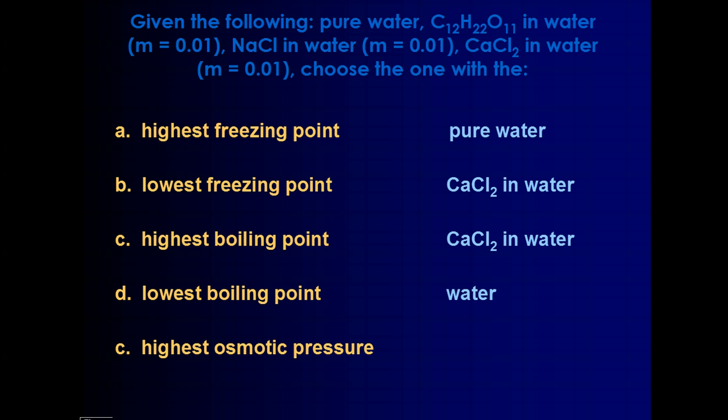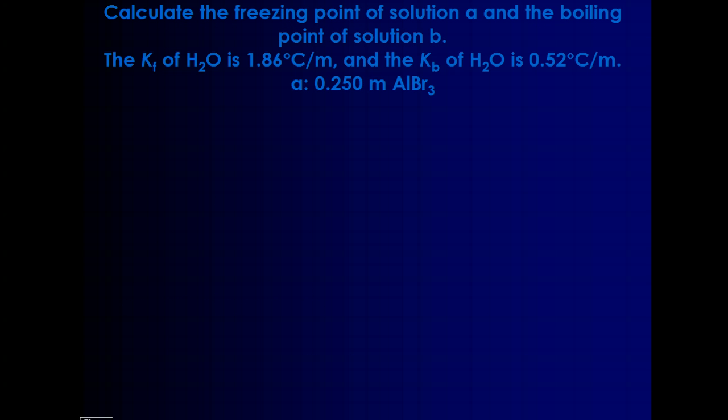The highest osmotic pressure will be the substance with the greatest number of particles, so again, that'll be calcium chloride. And I don't know if I have another one or not. Sorry, I have 2 C's on there. Yep, that's it. And I believe this is our last slide.